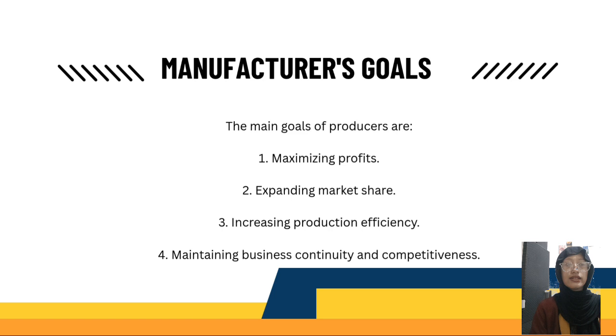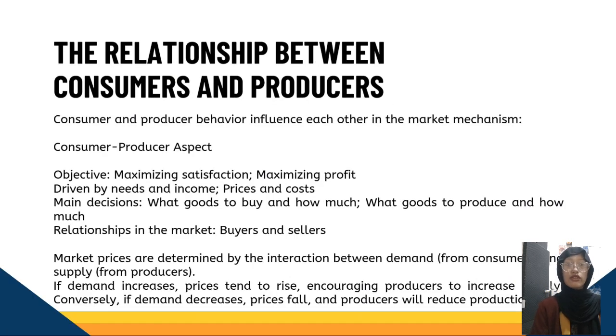Next is the relationship between consumer and producer. Consumer and producer behavior influence each other in the market mechanism. The consumer's and producer's aspects are: objective, maximum satisfaction and maximum profit; driven by needs and income, price and cost; negotiation, what good to buy and how much, what good to produce and how much; relationship in the market, buyer and seller.